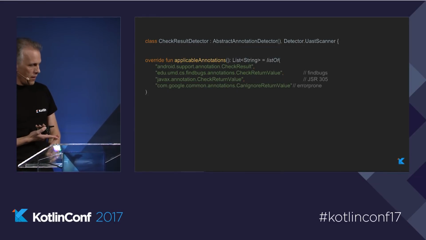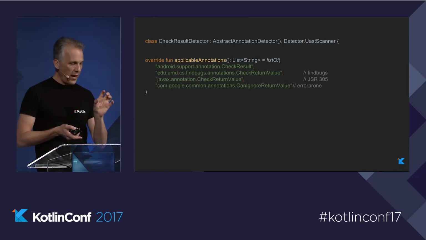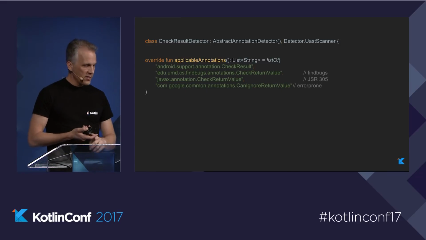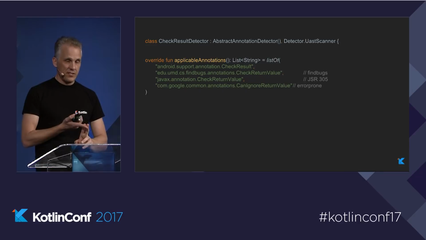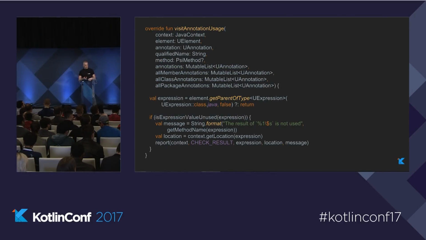So here's an example. I want to write a lint check for the check result annotation. If you annotate the method with check result, it means that we expect callers to look at the return value. So here we're telling Lint that we care about that annotation plus a bunch of aliases that mean very similar things from other libraries. And then we just override the visit annotation usage method. It gets invoked. Here it's going to be on a call. We look out from the call and see is anyone assigning something or dereferencing this result. And then if not, then we report our bug.